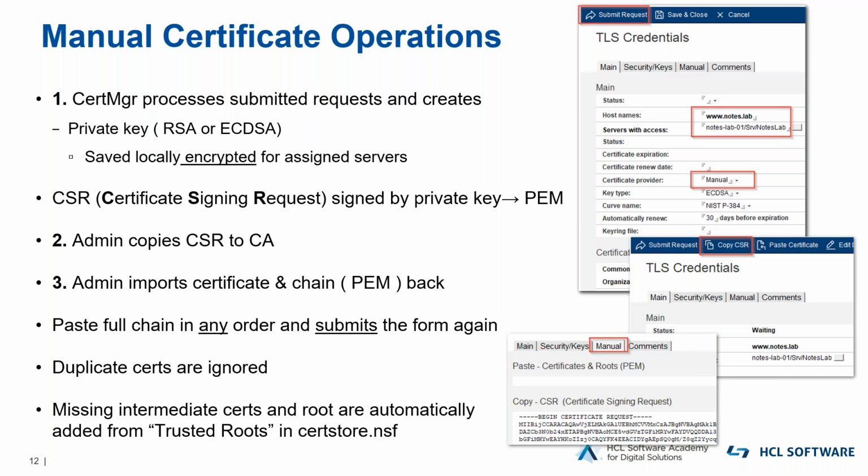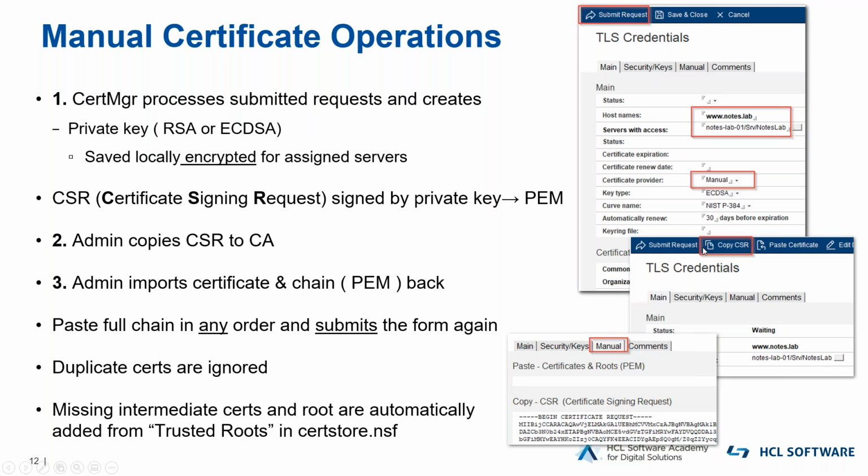So for a new TLS credentials document, that's all you specify. You can add like organization and so on, but the default organization is filled in already. So you go in and say submit request, close the document, and after a couple of seconds, you got a private key added to this TLS credentials document, and also a certificate signing request, a CSR.